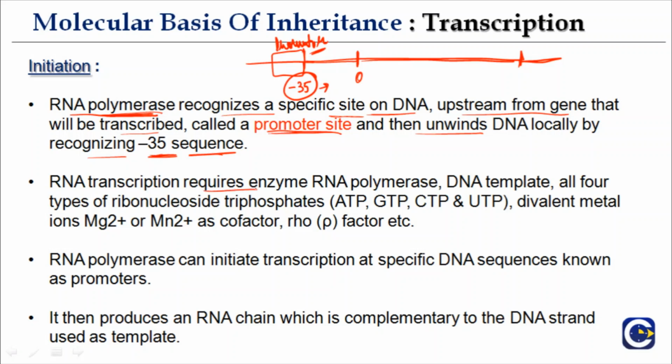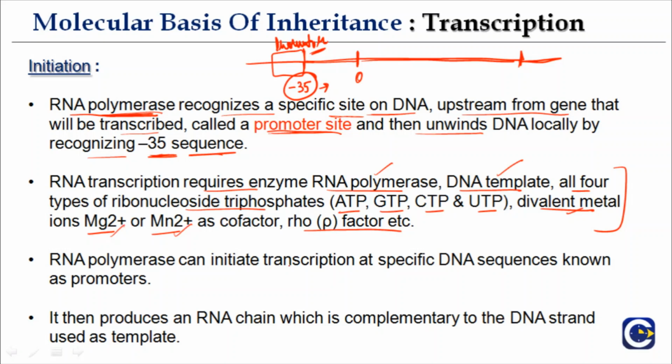RNA transcription requires the enzyme RNA polymerase, DNA template, all 4 types of ribonucleoside triphosphates, which are ATP, GTP, CTP, UTP, divalent metal ions, magnesium or manganese as cofactor, and the Rho factor. So you must know that all these components are required for the process of RNA transcription, most of which we already know. We know that it requires RNA polymerase, of course it requires DNA templates, and 4 types of ribonucleoside triphosphate. Then there are divalent metal ions, magnesium ions and manganese ions, and then there is this Rho factor.